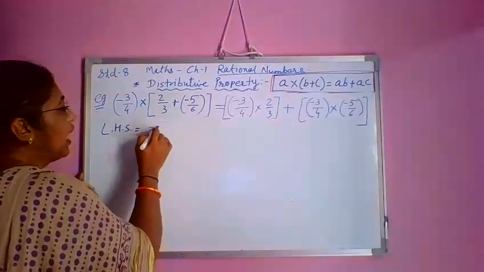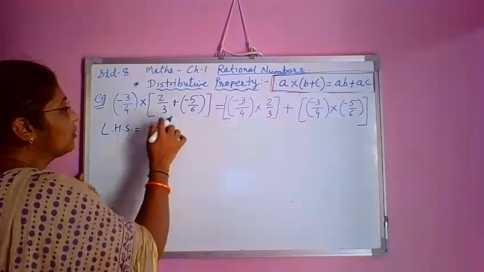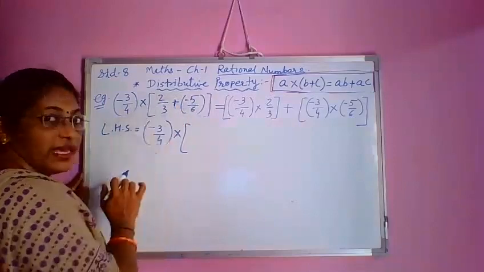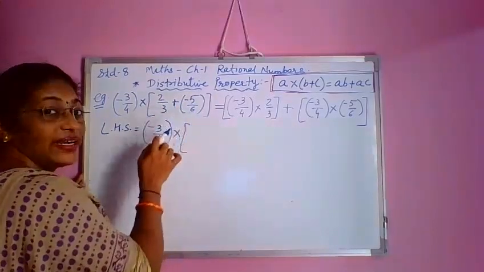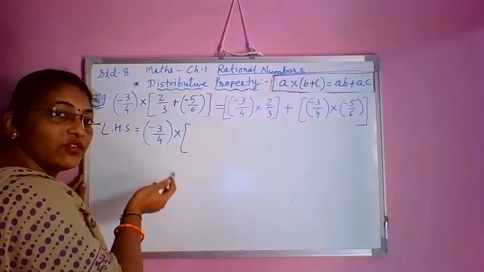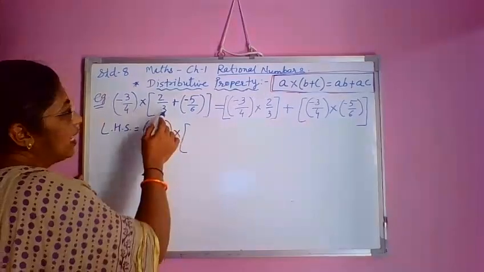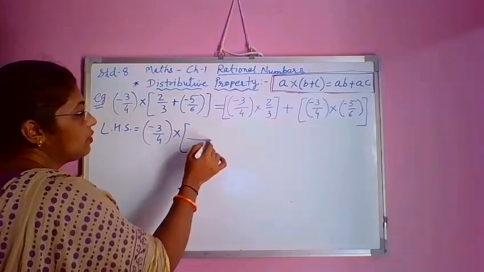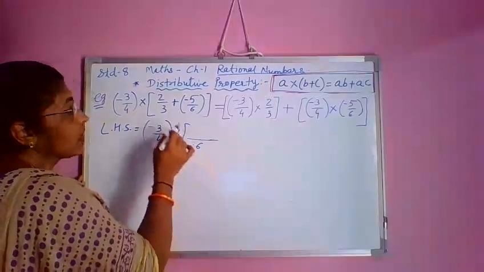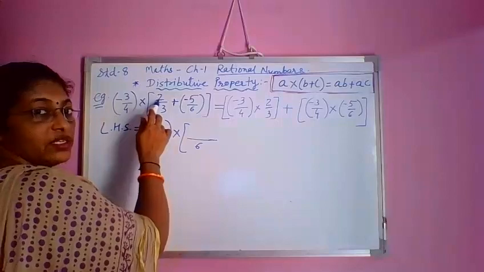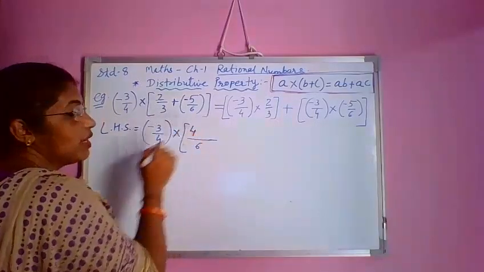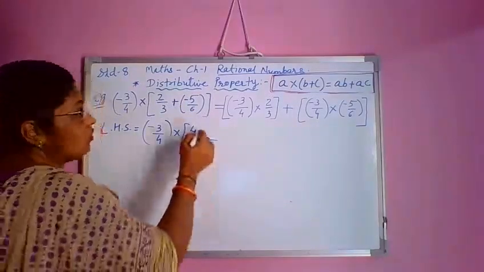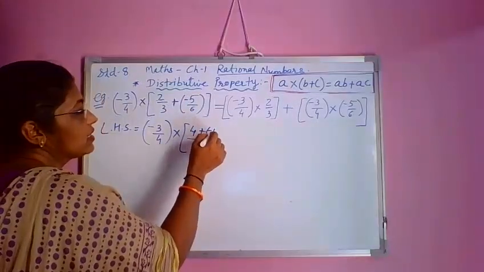So we get minus 3 upon 4 multiplied by, when we solve this bracket, see here the denominators are different, so we need to find out the LCM. Here LCM will be 6. So in the denominator we will get number 6. Here 2 is to be multiplied with 2, so that we can get number 4. Minus 5 is to be multiplied with 1, so we will get number minus 5.